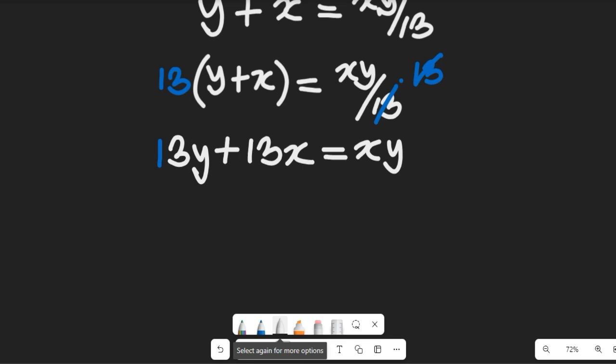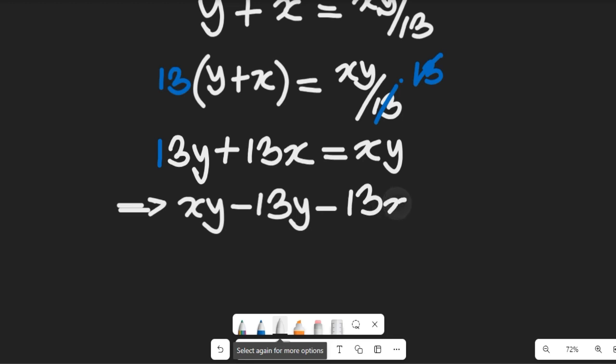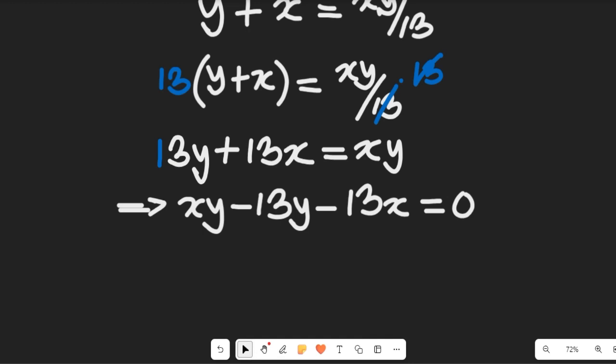So what do we do from here? It's easy. I'm going to move everything to one side, either the left hand side or right hand side, so as to have a very easy algebraic expression. So if I move all of the left hand side to the right hand side, that expression will now give me xy. Subtracting 13y from both sides, I'll have xy minus 13y. Subtracting 13x from both sides, I'll have minus 13x, and this will be equal to 0. Great. Now, what do we do from here?